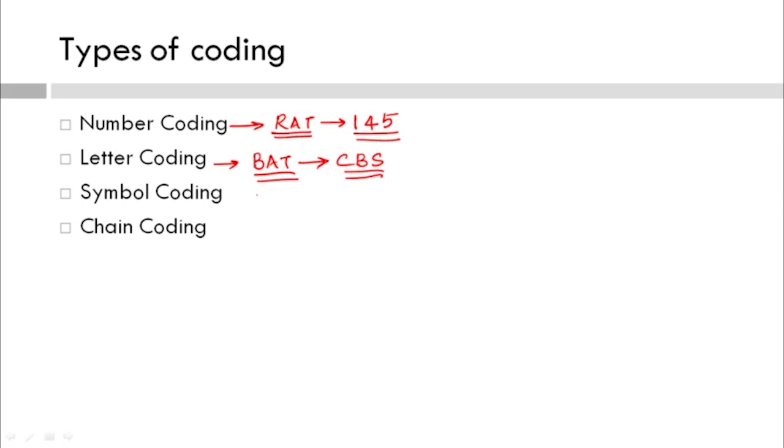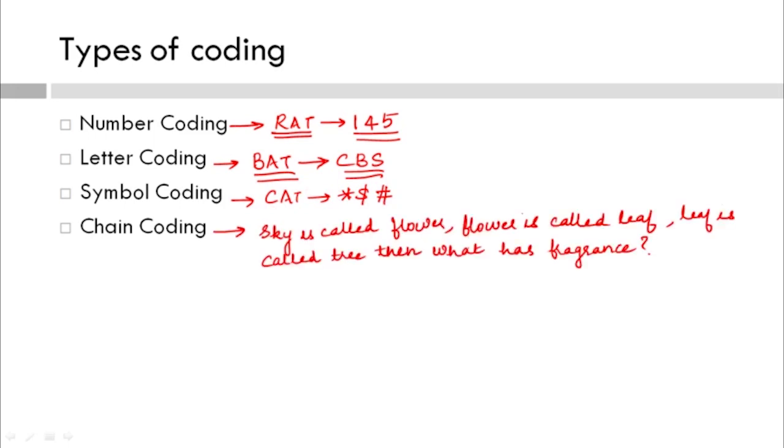What is symbol coding? In symbol coding, the messages are coded in the form of symbols. If we have a word cat, the code for cat can be $. So here symbols are used to code the given words. And the last one is called chain coding. Questions of this sort, like sky is called flower, flower is called leaf, leaf is called tree, then what has fragrance? These types of questions fall under chain coding. So these are the general 4 types of questions on coding that you can expect.